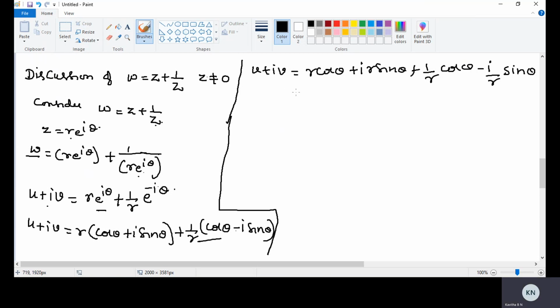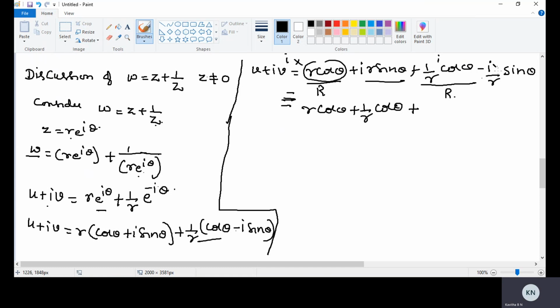Okay, then here collect real part one side and imaginary part one side. Observe here, this is a real part, this is also real part. This term does not contain I, this also does not contain I. That's why we call it a real part. Then R cos theta plus 1 by R cos theta. Next, IR sin theta minus I by R sin theta.